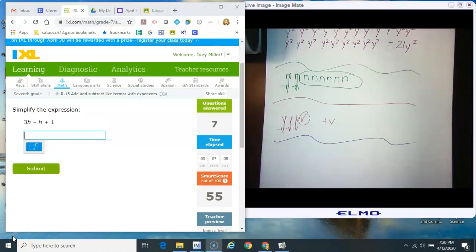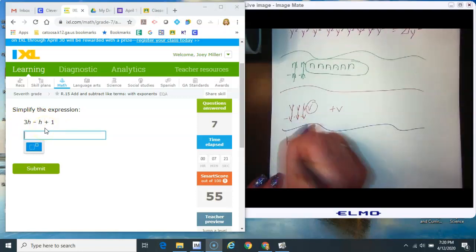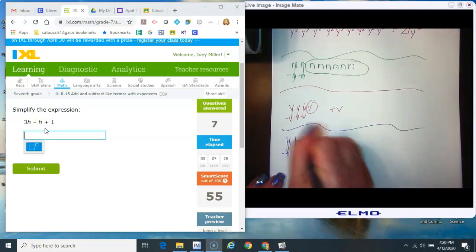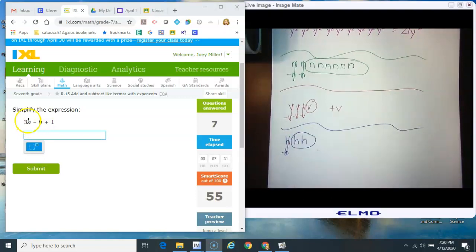All right, I have 3 h's, take away an h, leaves me 2 h's, plus 1. This is a constant. So it is not a like term. I cannot combine it with these. So I have 3 positive h's and 1 negative h. Cross off 0 pairs, that leaves me with 2 h's. And that really makes sense. I have 3 h's, take away an h, that leaves me 2 h's. And then plus 1. There's nothing to add that to, so I just say plus 1.